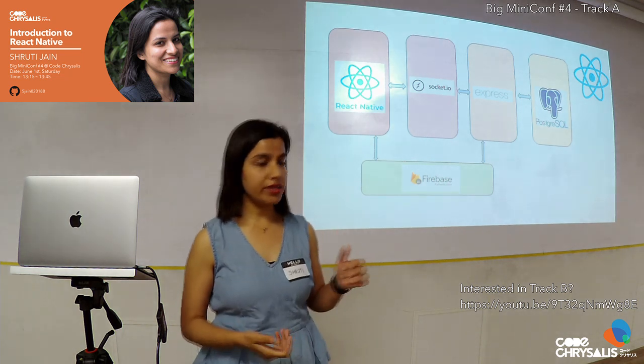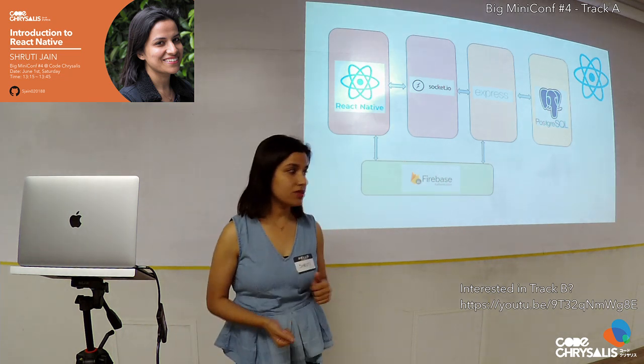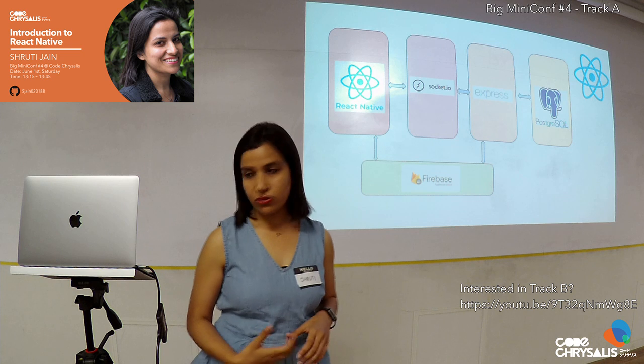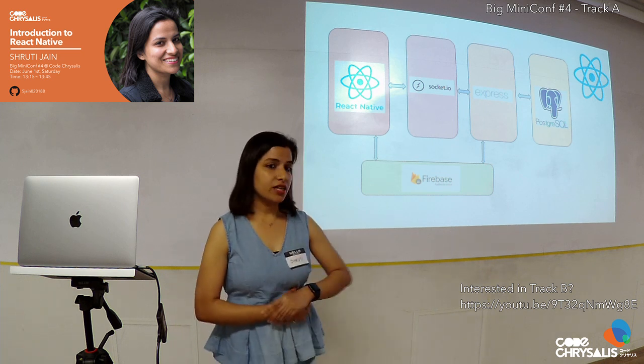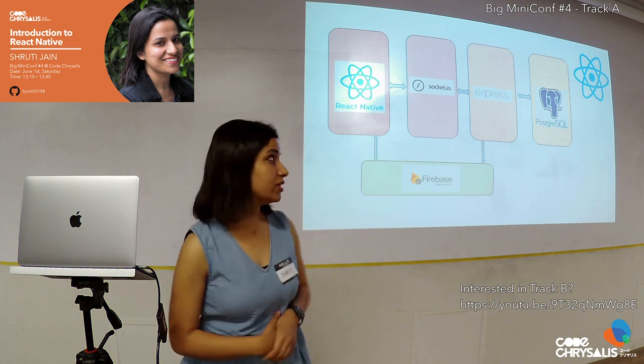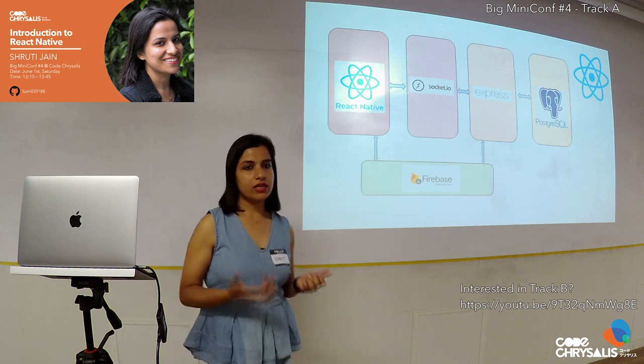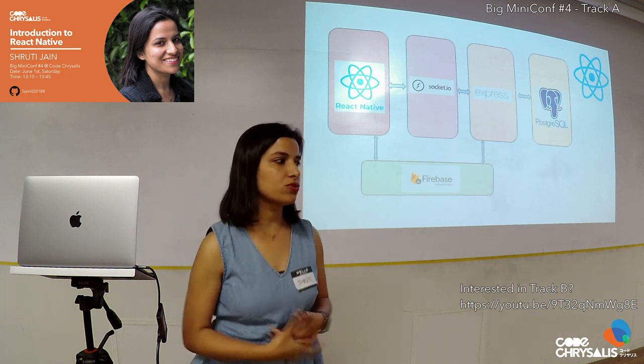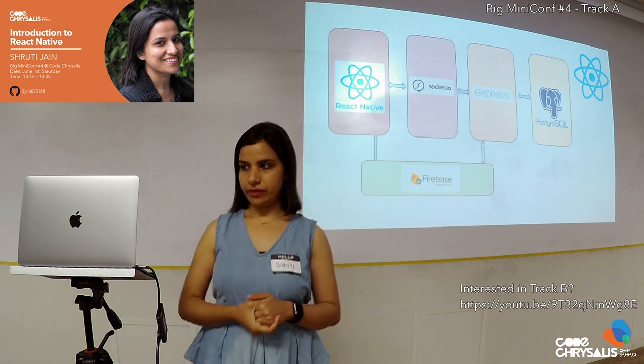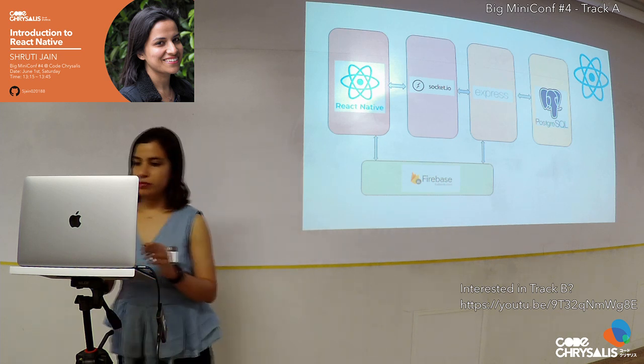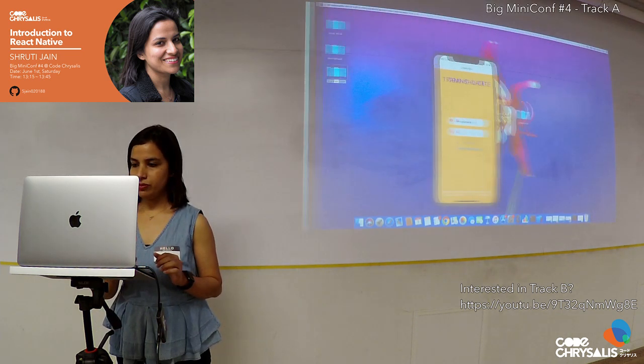So for making this, I used this architecture. I have a React Native app, then I have an Express server, and my database is PostgreSQL. And for authentication purposes, I'm using Firebase authentication. And in order to get the online users, I'm using Socket.IO middleware. So let me demonstrate my app to you now.